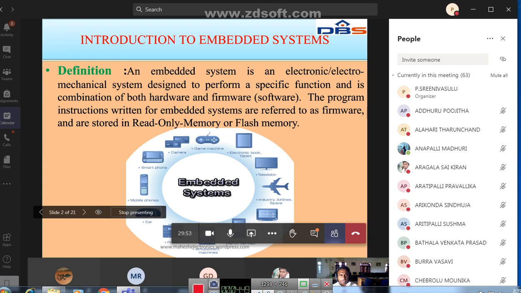An embedded system is an electronic or electromechanical system designed to perform a specific function and is a combination of both hardware and firmware. The program instructions written for embedded systems are referred to as firmware and are stored in read-only memory or flash memory. Flash memory is the latest read-only memory.